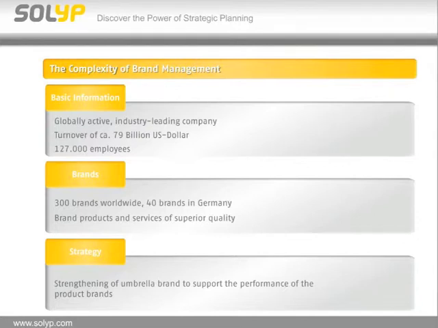Okay, there is a global active industry-leading company with a turnover of around about 79 billion US dollar and 120,000 employees. It owns 300 brands worldwide, 40 of which in Germany. And its brand products and services are of superior quality. Now its strategy is to strengthen the umbrella brand in order to support the performance of the individual product brands.